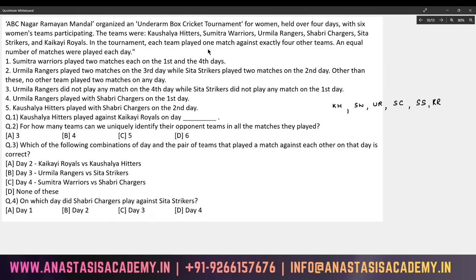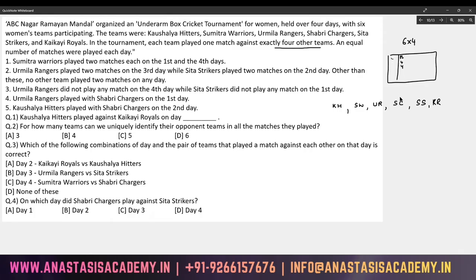In the tournament, each team played 1 match against exactly 4 other teams. So if the first team has played 4 teams, and the second team has played 4 teams, and the third team has played 4 teams, all 6 of them, 6 into 4. At the end of the tournament, the table will have the name of the team and the Played column, everyone will have 4.